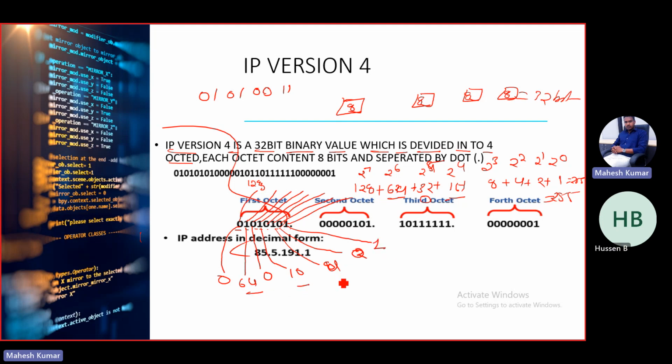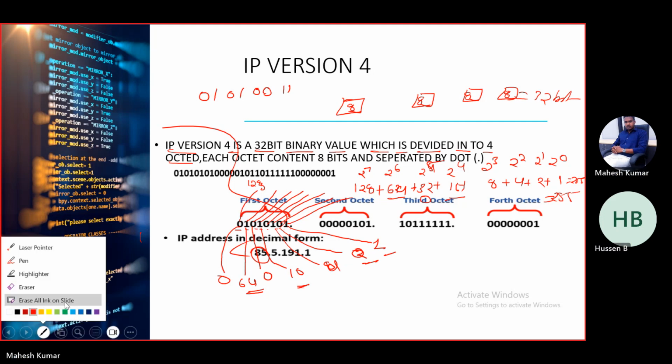10 means 74, 75, 76, 77, and the total, if you count the value, will become 85. If you add 64, it will be 74, 79... I think we made a mistake in the calculation. Okay, let me remove it.